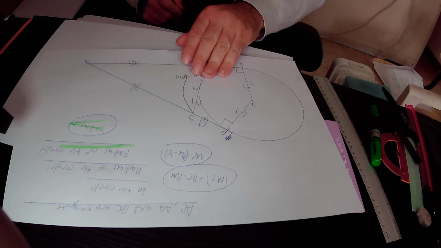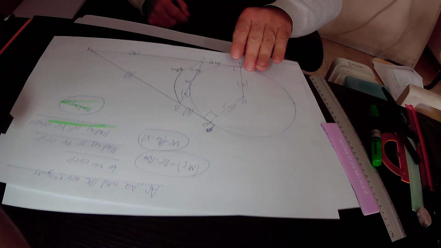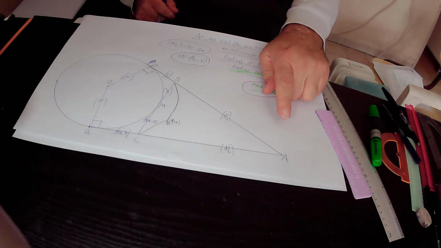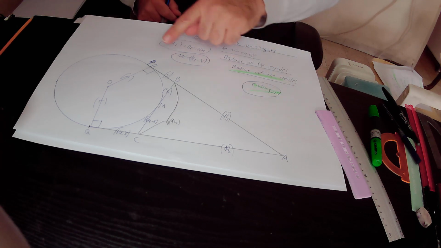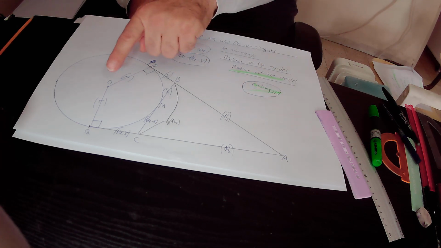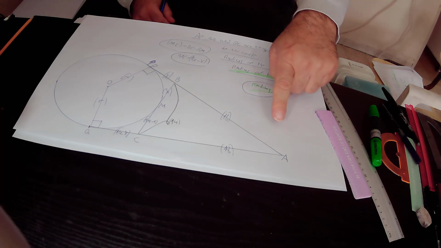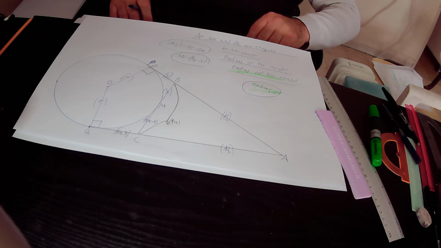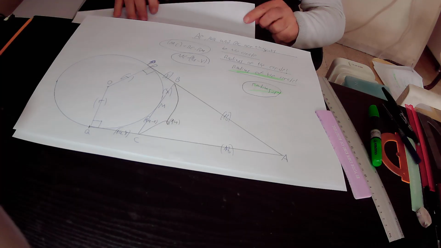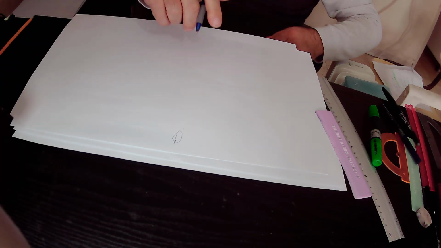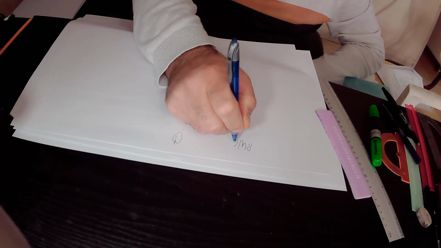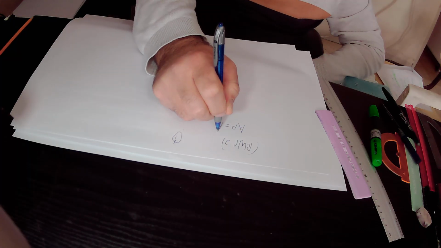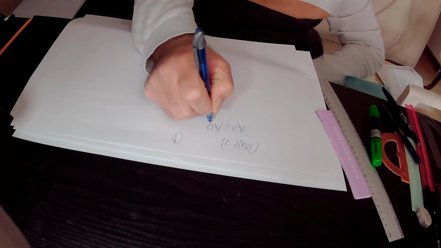The next step, focus on this common standpoint, point A. From this common standpoint, point A, we have two tangents to this circle, tangent AP and tangent AQ. According to rule 2, they are equal to each other. That is to say, AP equals AQ. So, according to rule 2, tangent AP equals tangent AQ.